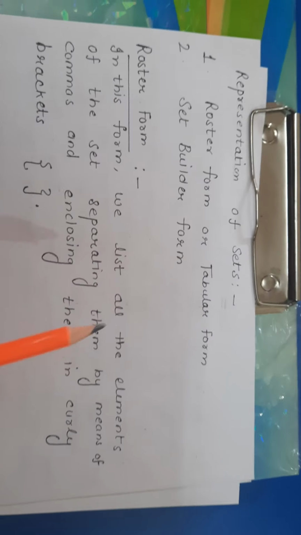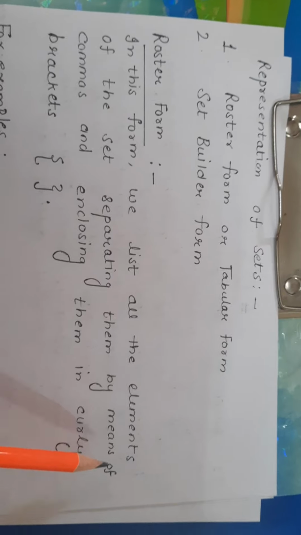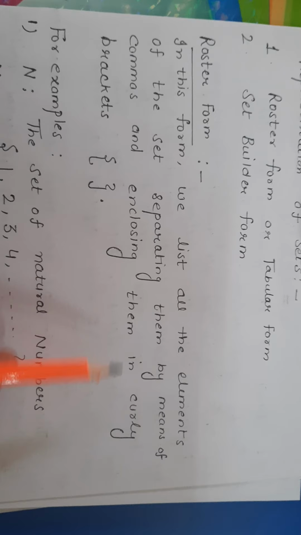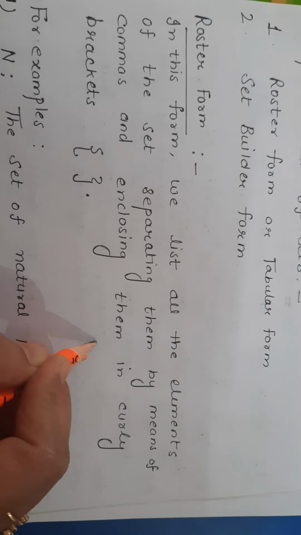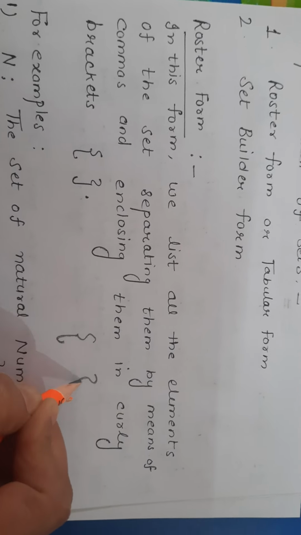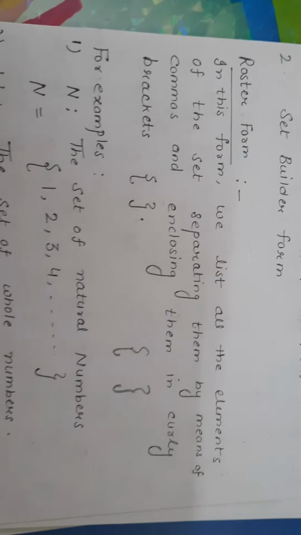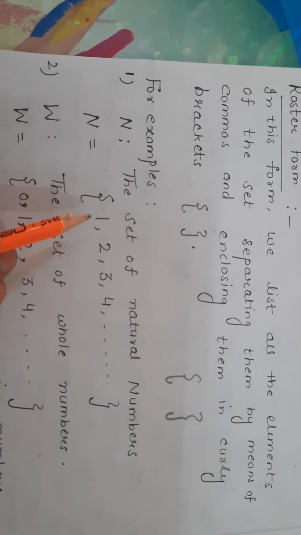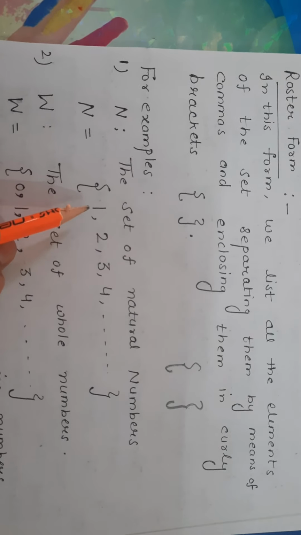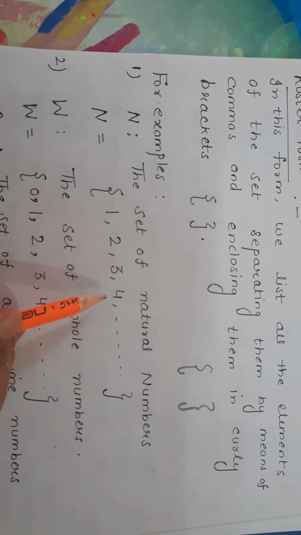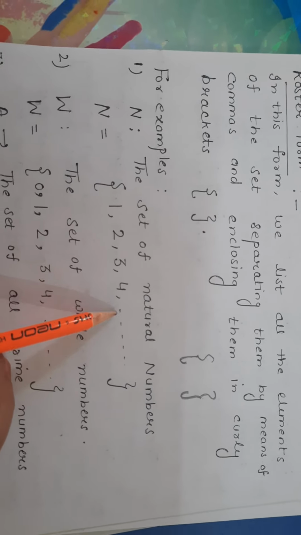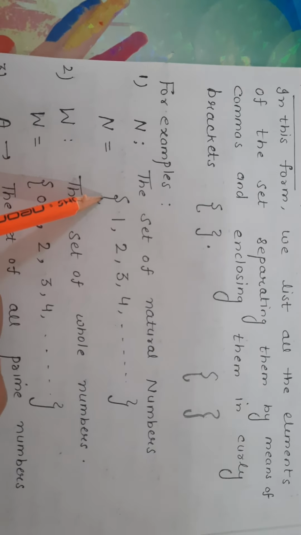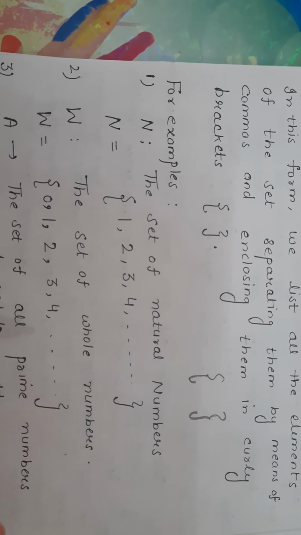In this form, we list all the elements of the set, separating them by commas and then enclosing them in curly brackets. You are going to draw the bracket like this. Right? For example, N, the set of natural numbers. Naturals in roster form: write all the elements 1, 2, 3, 4. Since the naturals are infinite, we'll write dots and then enclose them in curly brackets. If you do not apply the brackets, the answer will be incorrect.